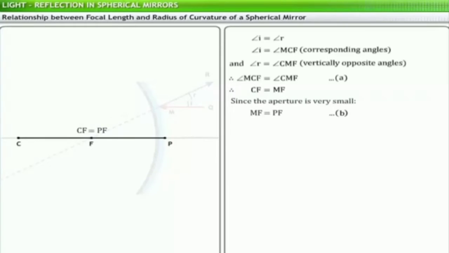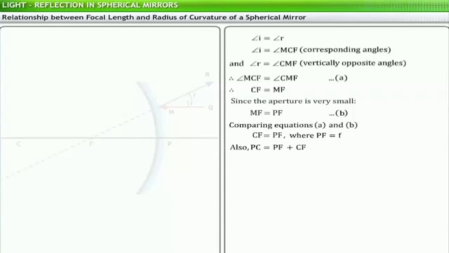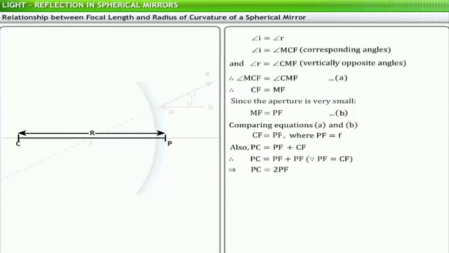Therefore, CF is equal to PF. Also, PC is equal to PF plus CF, or PC is equal to 2PF, since CF is equal to PF. Therefore, R, the radius of curvature of the spherical mirror, is equal to 2PF.